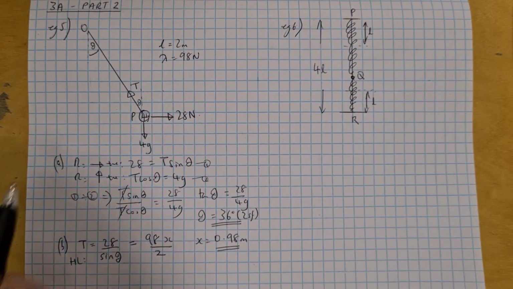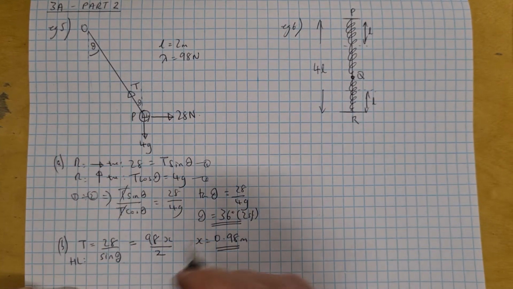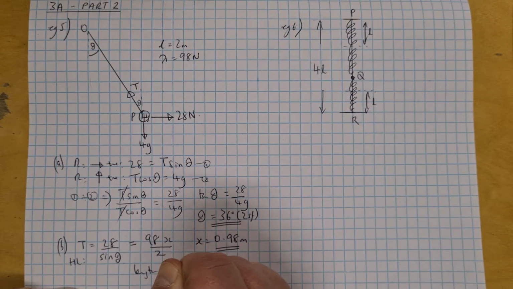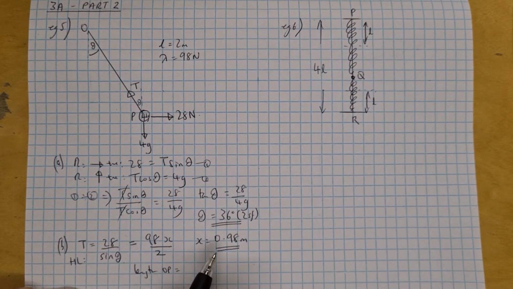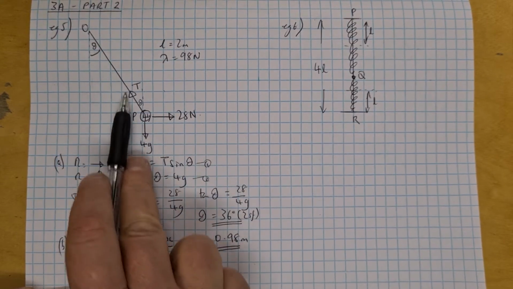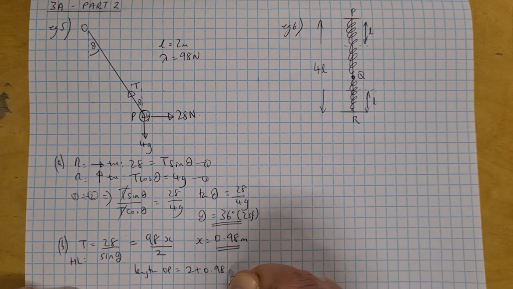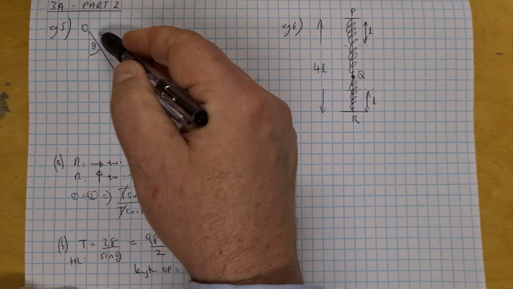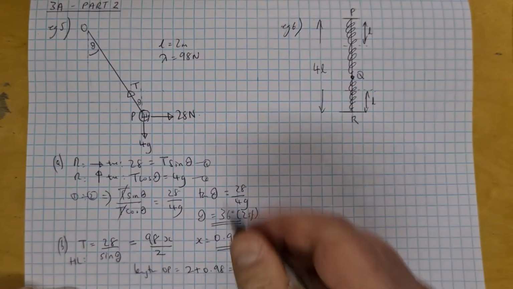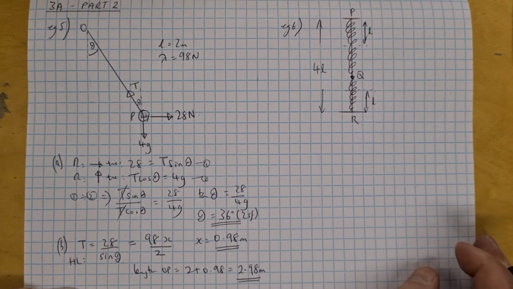But this is why I said you've got to be very careful. The question actually asks for the length of OP. So just always make sure at the end that you've actually answered the question, because it'd be such a shame to lose a silly mark having done all of the hard work. So it's going to be 2 plus 0.98 meters. So the distance from O to P is the natural length plus the extension, which is 2.98 meters.